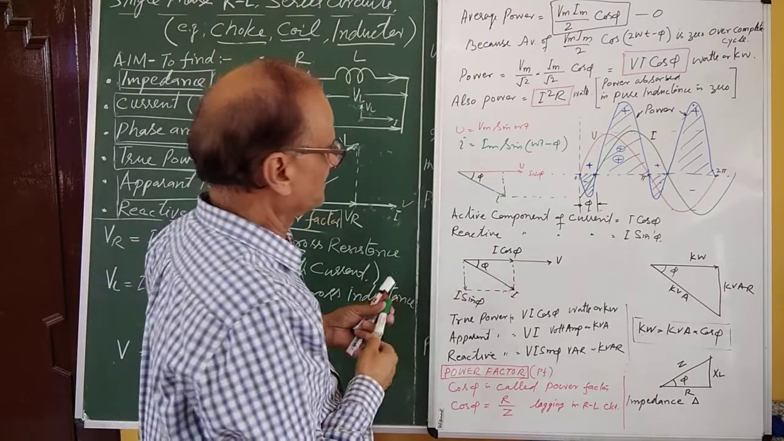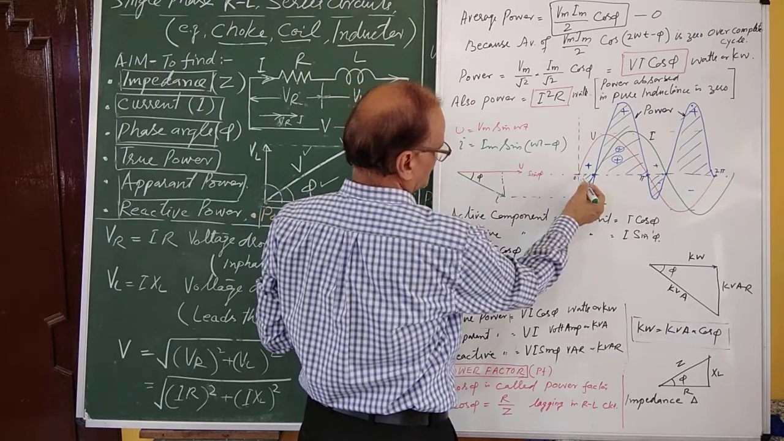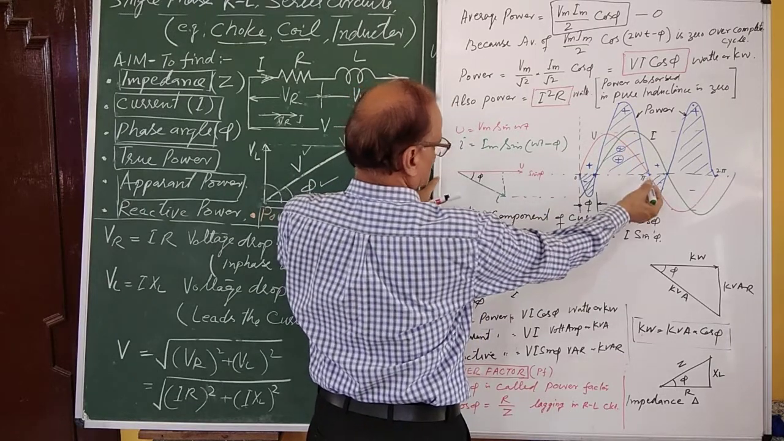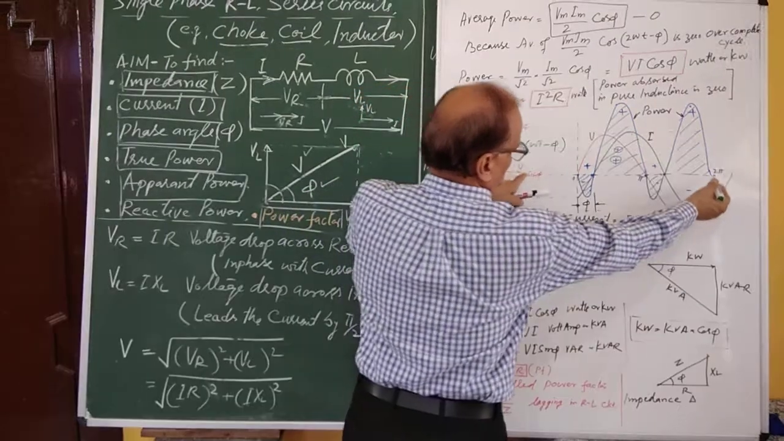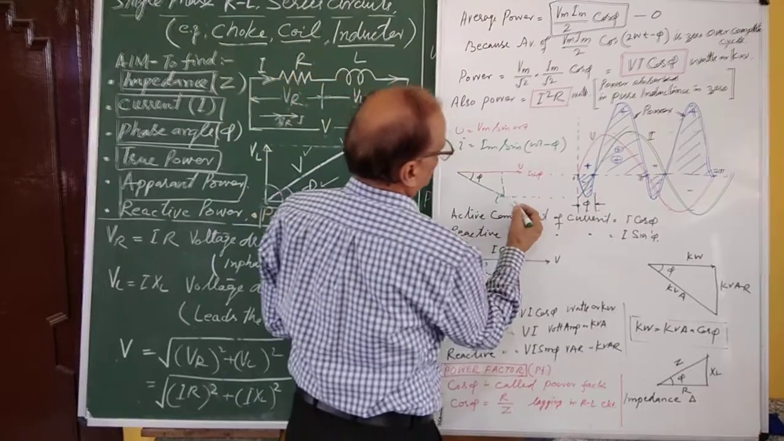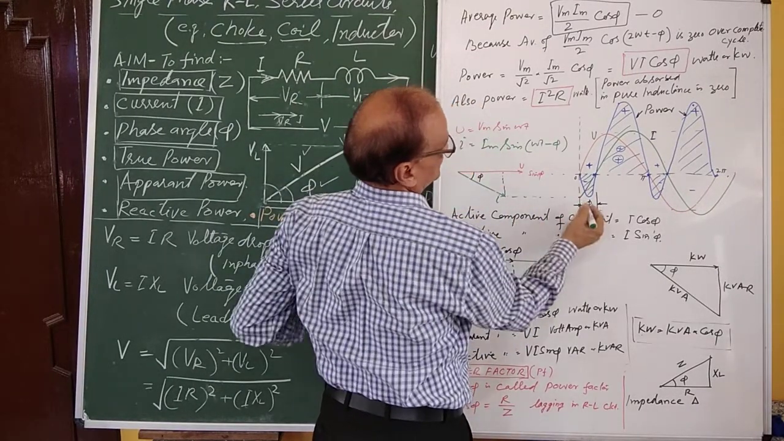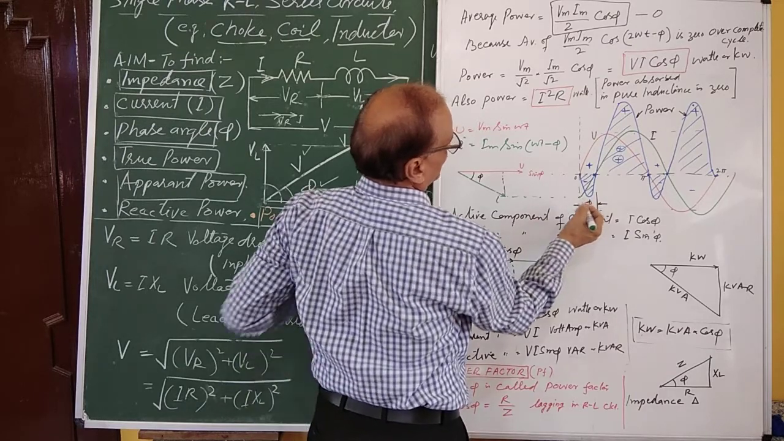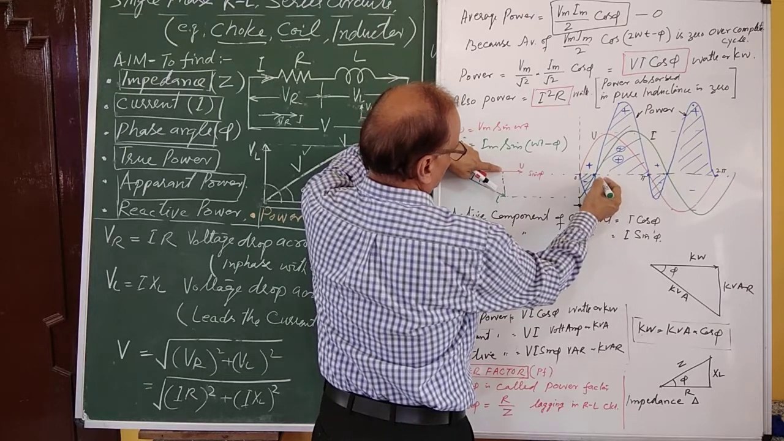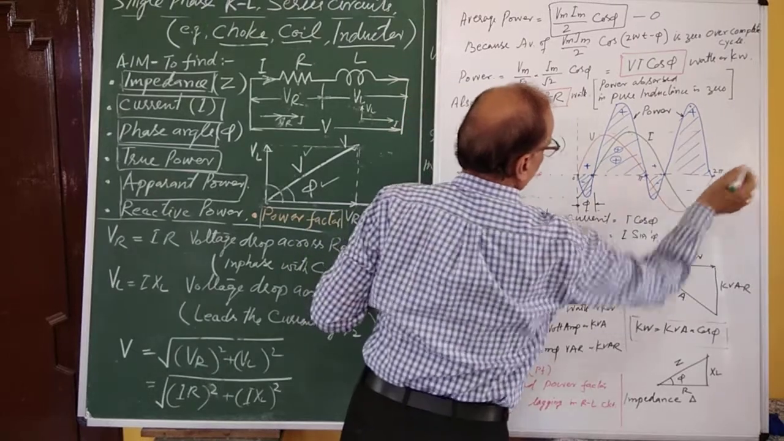Now how to draw the waveform? Take the position of voltage here. At this point voltage is 0. After 90 degrees, positive maximum, 180 is 0, 270 negative maximum, 360. Now how to draw the waveform for current? Take the position of current here. When voltage is 0, current has this value. After angle phi, current will become 0. Then after 90, positive maximum, 180 is 0, and so on.